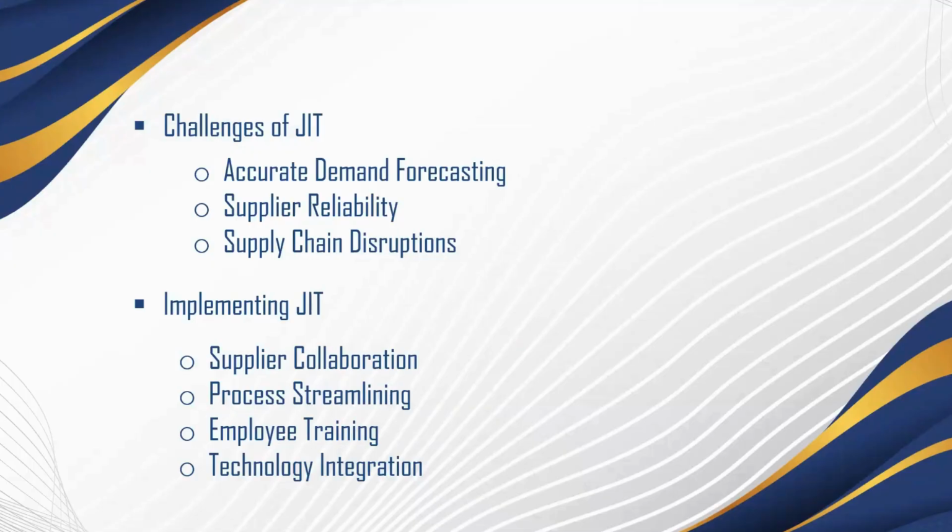Implementation of JIT: supplier collaboration, forming strong partnerships with suppliers to ensure the delivery of the material on time for the streamlining of the operations of the production process and increased efficiency, and providing training to employees on JIT.